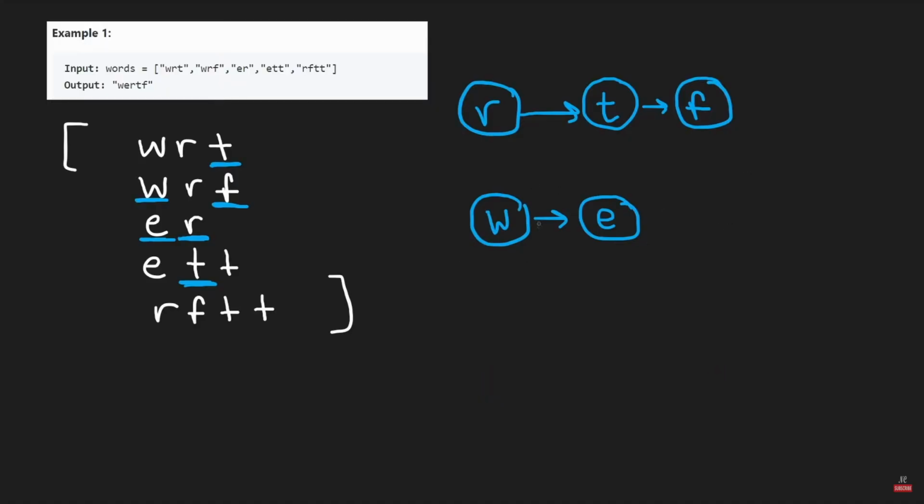So at this point, you might think, okay, let's just start at the beginning of each of these components and then just go through it, right? Like say, okay, W, E, R, T, F, and then just build the output string like that. And I'll show you one reason why that's actually not going to work.